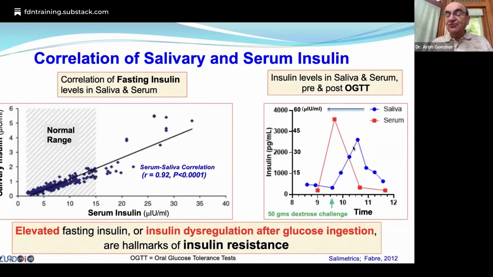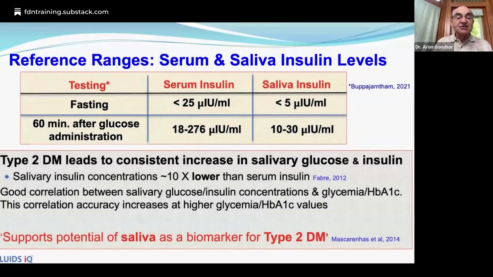Sure enough, if you've done that carbohydrate challenge, an hour later you're going to start seeing a rise in insulin levels in saliva. Remember, it takes more time. It's got to go through the blood, get into the tissues, and go through the salivary glands to eventually get into the saliva, but it will. Elevated fasting insulin or insulin dysregulation after glucose ingestion, in either case, these are hallmarks of insulin resistance.